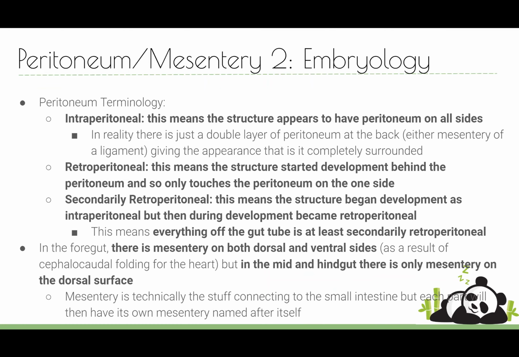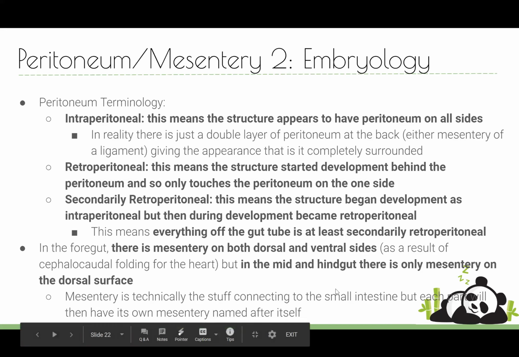Secondarily retroperitoneal means the structure began intraperitoneal, as in it came off the gut tube, and then during development, it lost that posterior layer of mesentery, and therefore became retroperitoneal, or made it look like it's retroperitoneal. This means that everything that came off the gut tube has to be, at the very least, secondarily retroperitoneal.